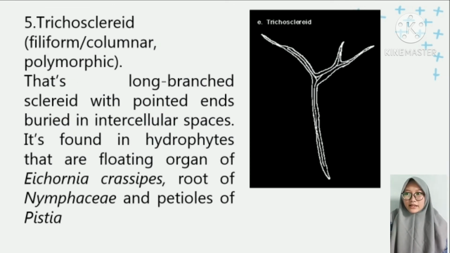And the last, trichosclereid. That's a long branched sclereid with pointed ends buried in intercellular space. It's found in hydrophytes, that is the floating organ of Eichhornia crassipes, the root of Nymphaeaceae, and the petioles of Pistia. This image shows the shape of the trichosclereid.